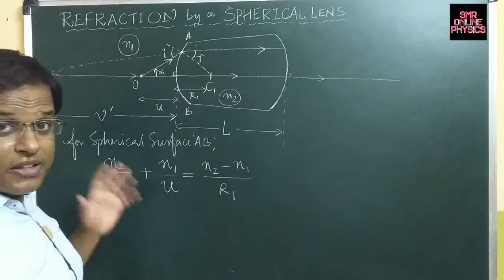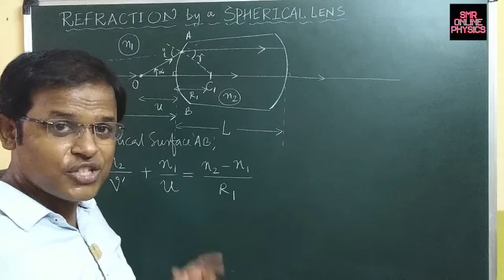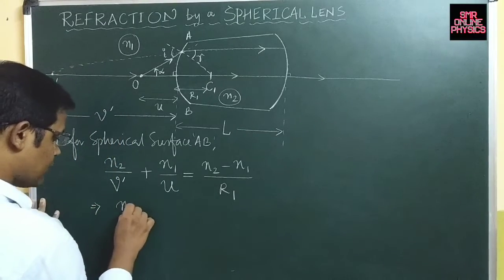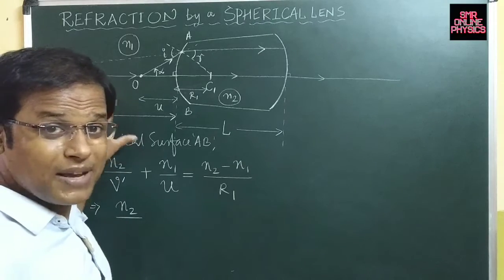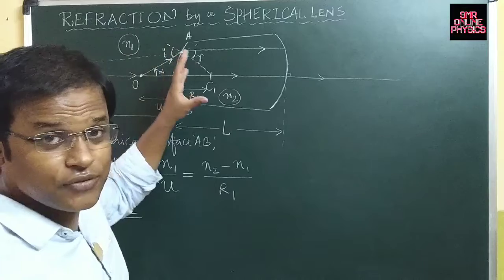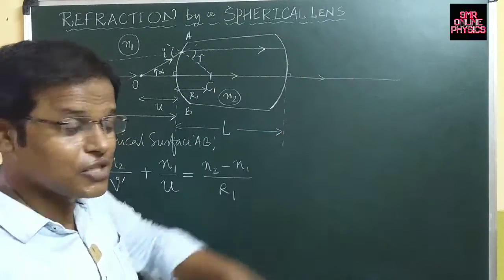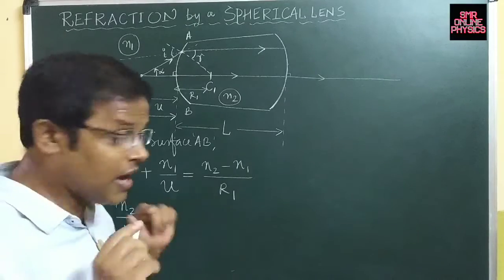That's good. But this is an equation which is written plainly without any sign convention. So let us use the sign conventions, which is very similar to the spherical mirrors. So N2 by V prime. Even if you put V prime as negative, ultimately it's going to turn positive because we are deriving it for a real image which is about to form on the other side of the thickness of this lens. So it will be N2 by V prime.